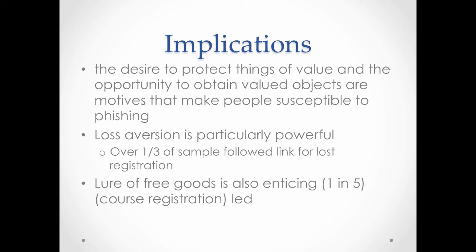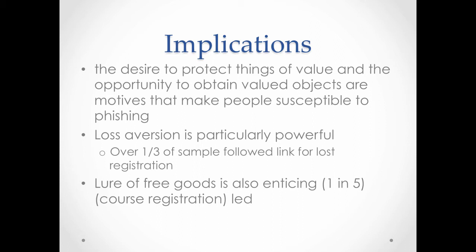What we did find is that things that matter to undergraduates, especially things that they want to protect, and things that may be of value to them, they're more likely to be deceived by. So the desire to protect things of value and the opportunity to obtain valued objects are motives that make people susceptible to phishing. That's one implication from our research.